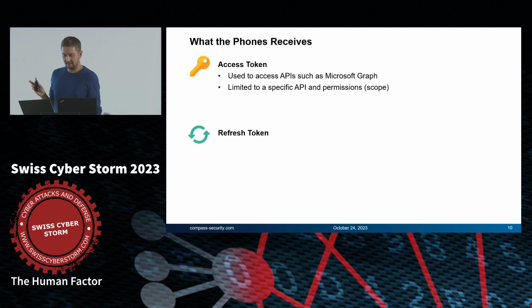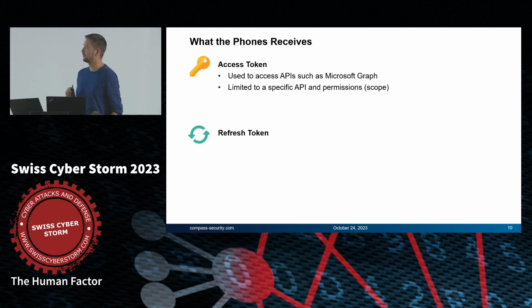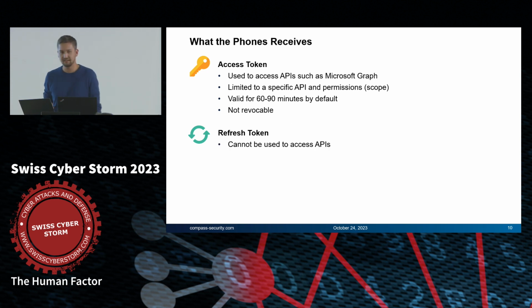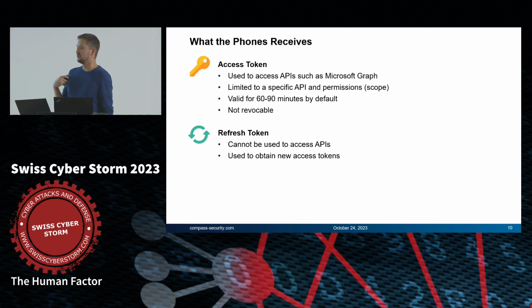It's important to understand that an access token is always limited to one specific API. So you cannot use an access token that has been issued for Microsoft Graph for Azure Graph. By default, such an access token is valid for 60 to 90 minutes, and you cannot revoke an access token in Azure AD. So even if you disable the user, this access token is still valid. The refresh token, on the other hand, cannot be used to access any APIs, but is rather used to get new access tokens to then access APIs or whatsoever.